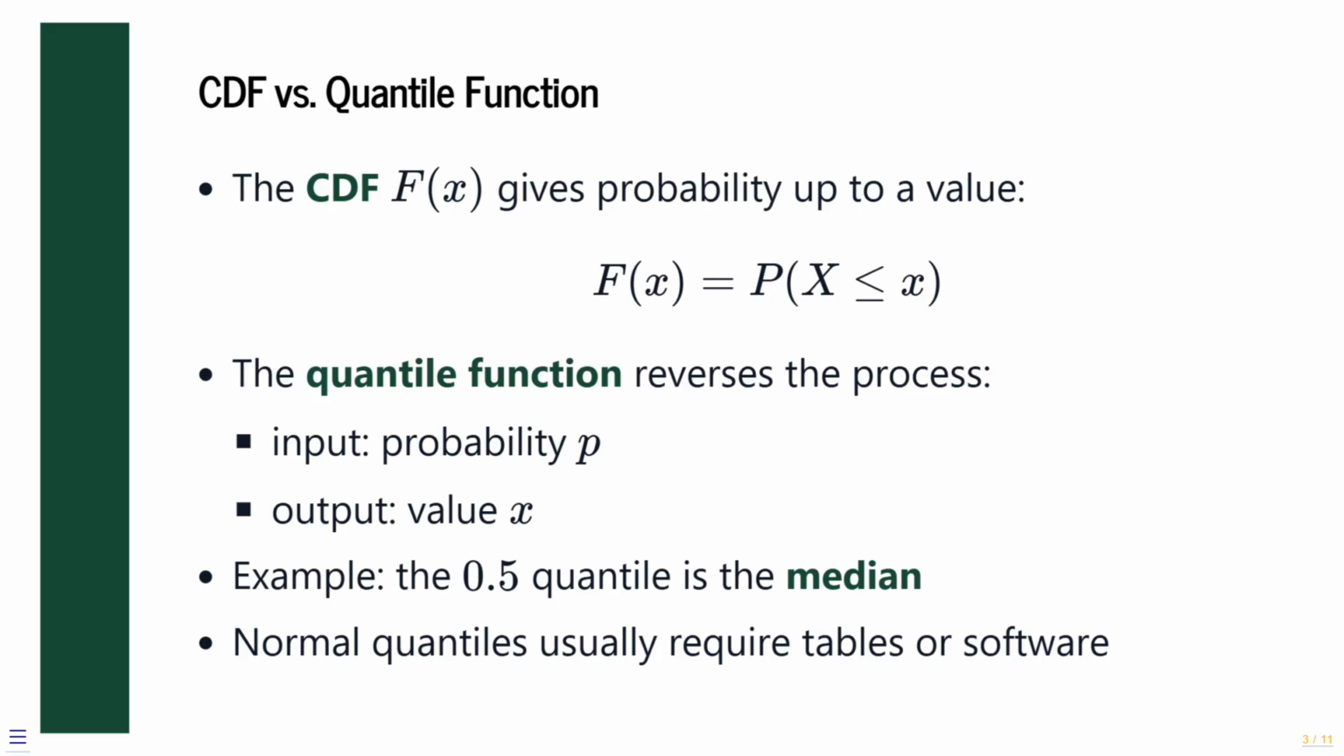A familiar example is the 0.5 quantile, which is simply the median of the distribution. Because the normal distribution's CDF does not have a simple inverse formula, we almost always use statistical software, calculators, or tables to obtain normal quantiles in practice.